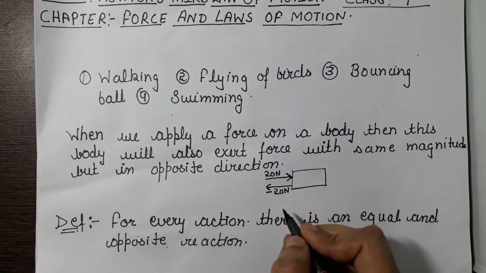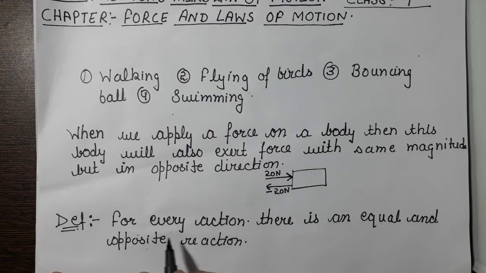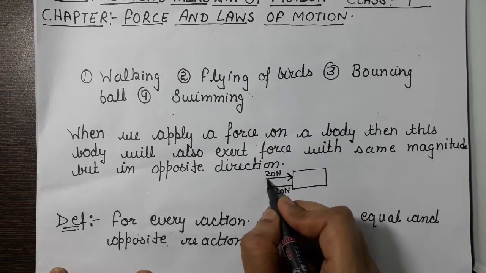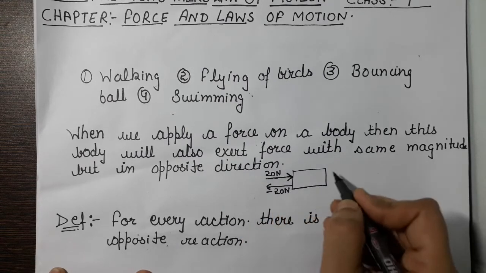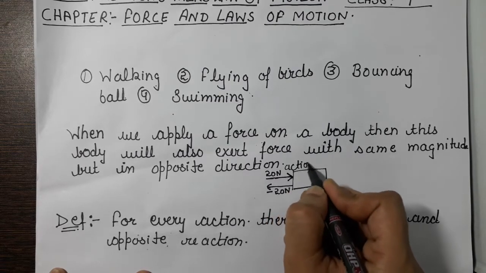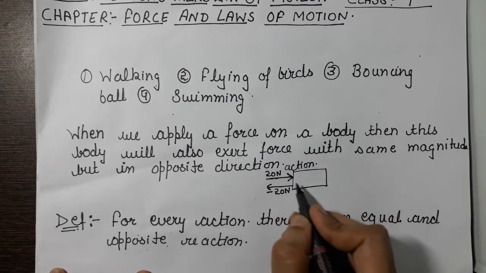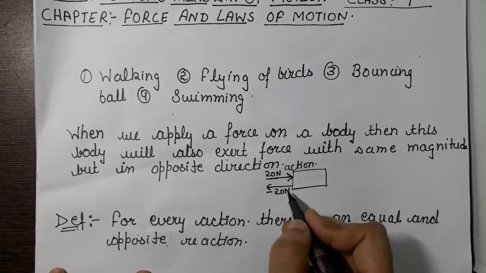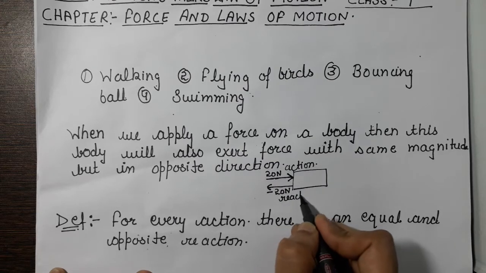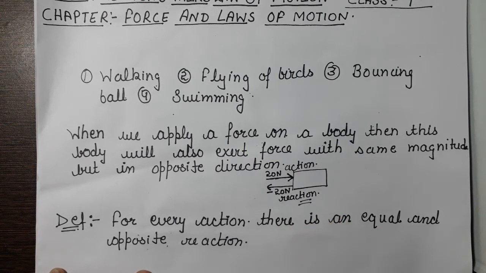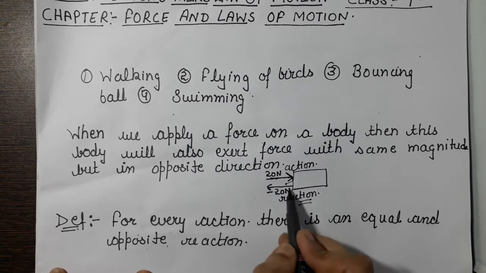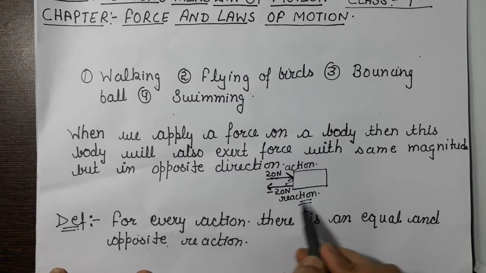So the definition of Newton's third law of motion is: for every action there is an equal and opposite reaction. Here, when we are applying the force of 20 Newton, this is our action. But when this surface applies the force of 20 Newton in the opposite direction, it is the reaction shown by this surface. So for every action, there will be an equal and opposite reaction.